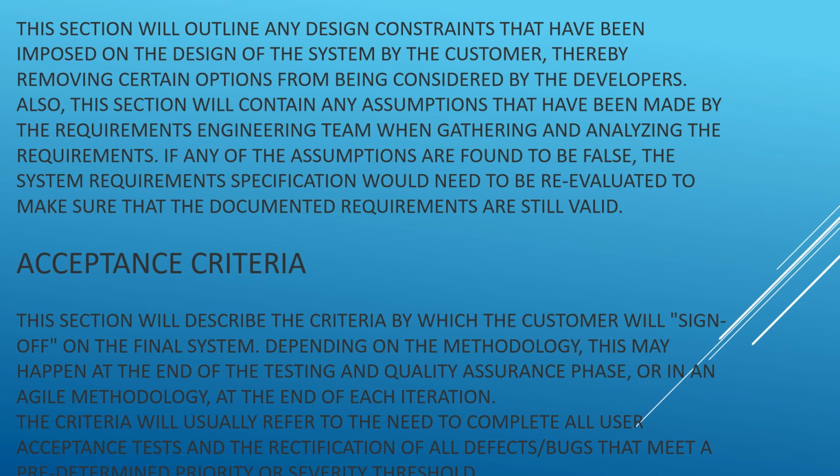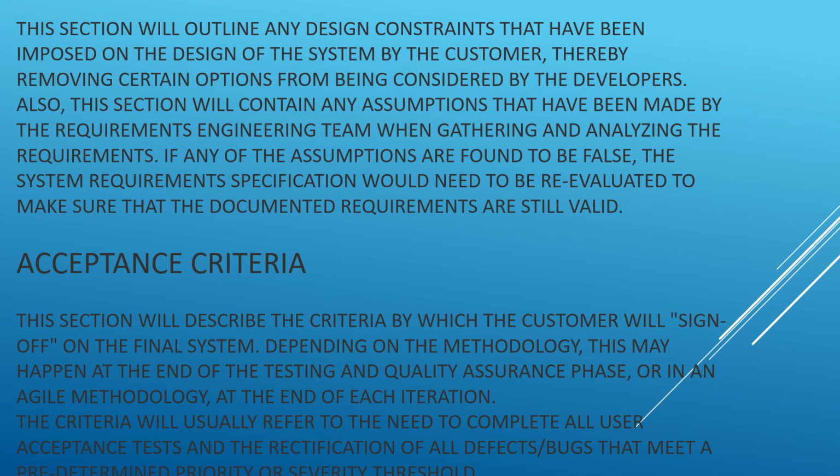This section will outline any design constraints that have been imposed on the design of the system by the customer, thereby removing certain options from being considered by the developers. Also, this section will contain any assumptions that have been made by the requirements engineering team when gathering and analyzing the requirements. If any of the assumptions are found to be false, the system requirements specification would need to be re-evaluated to make sure that the documented requirements are still valid.